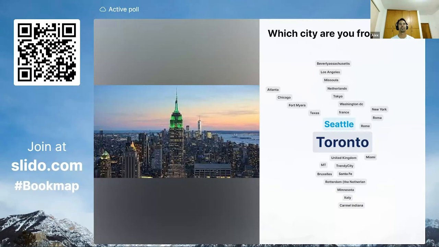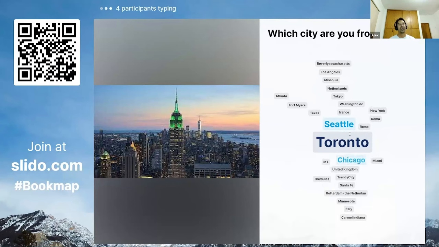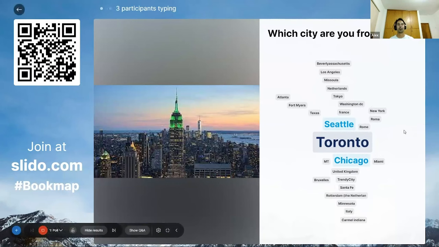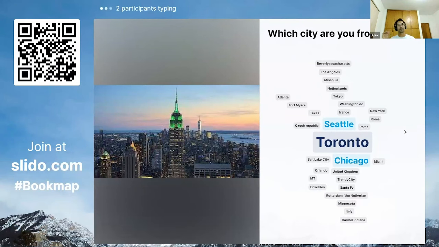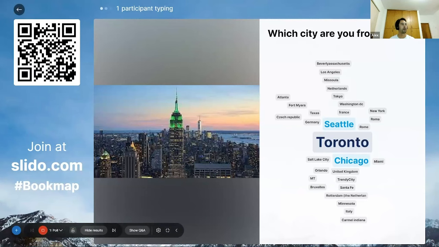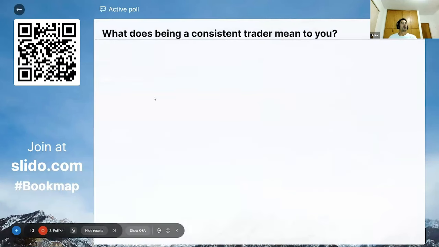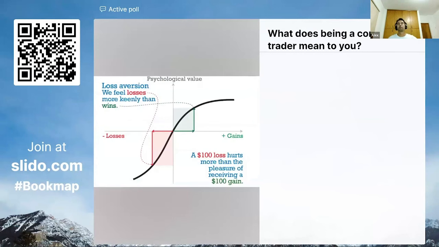Seattle, got some of my favorite bands from there. Texas, Fort Myers, Rome, Roma, and New York. So welcome everyone, and great to see that spread. So it looks like the majority, the heavyweights, are Toronto, Chicago, and Seattle, and we have the Europeans from the Czech Republic and Germany.